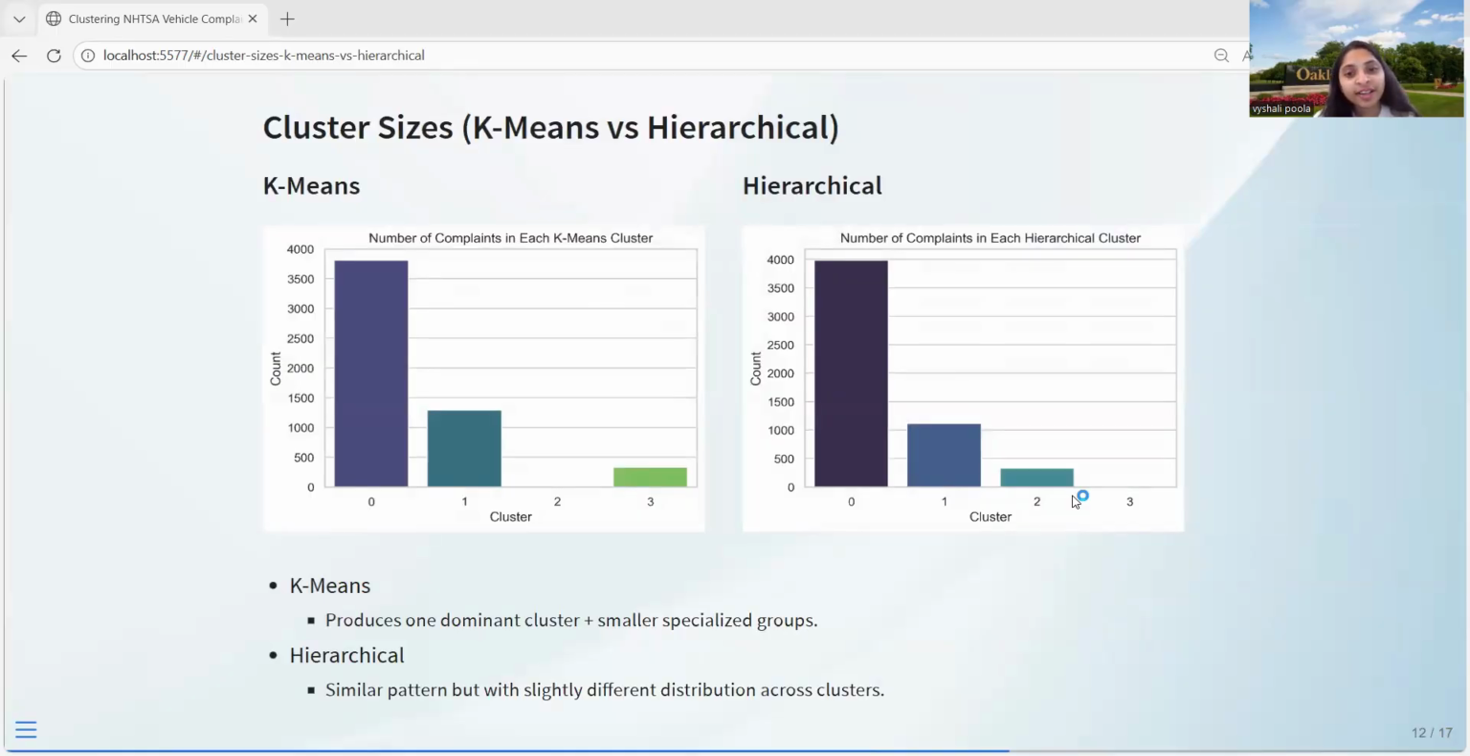Once the clusters were generated, the next step was to evaluate how the complaints distributed across each group in k-means as well as hierarchical. What's interesting is that both algorithms produced a large dominant cluster and a couple of smaller, more specialized groups. This is exactly the type of pattern we expect in real world data because most issues fall into common categories while a few represent unusual or more severe cases. The consistency between both methods suggests the underlying data structure is stable.